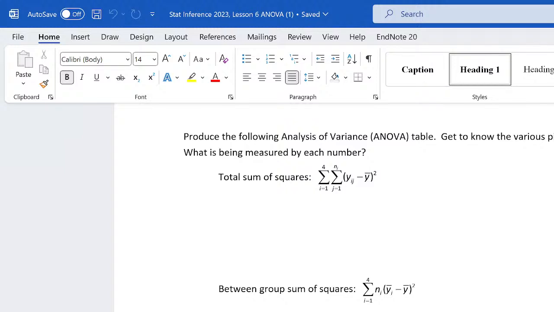So first, understand what that's asking. We're going to take each value for all 4 treatments and all the mice in each treatment. We're going to take each value and subtract the grand mean. What is the grand mean? We have the individual means, but we don't have the grand mean. I thought that I would do that for you right here and right now.